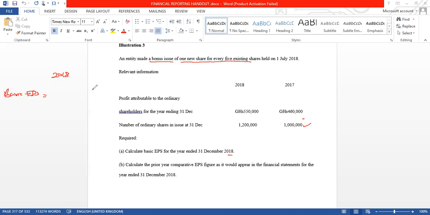So what is our profit? Our profit is simple. We have 550,000. What is the weighted average number of ordinary shares? It was 1 million, but there was a bonus issue you could see on this date. But here we are not interested in the weighting, so we can just go straight and slot it in. Which at the end of the day is giving us 45.8 per share. That is what we have.